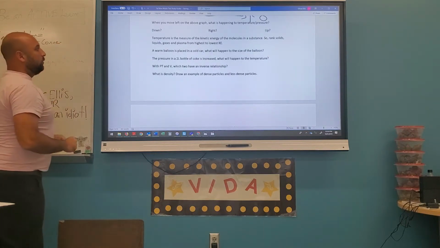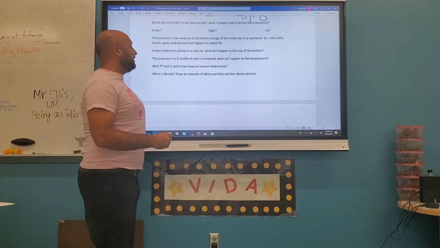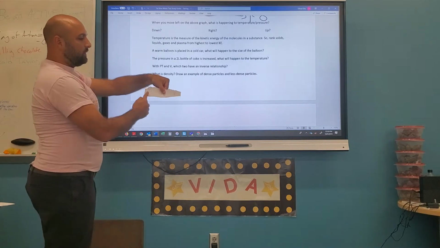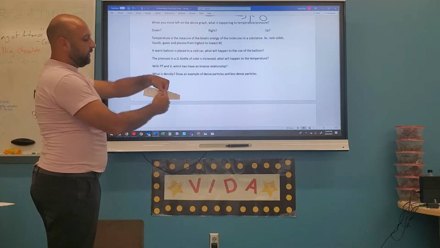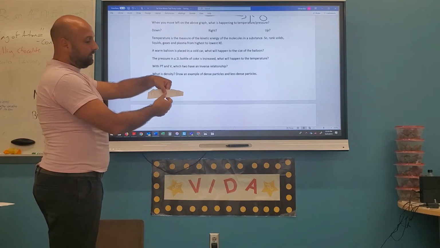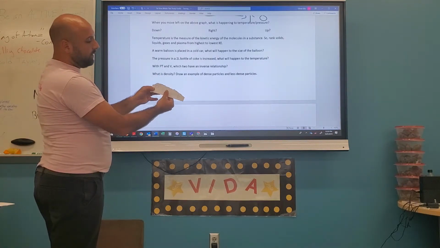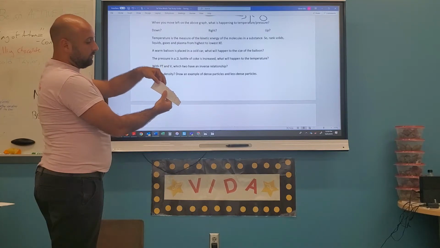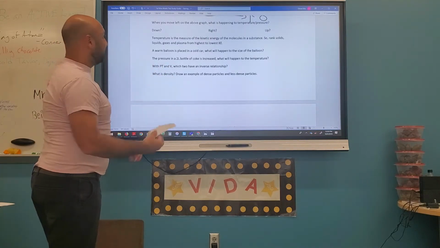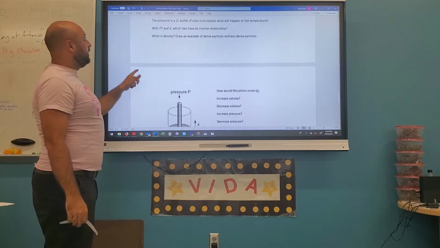Keeping it rolling. With pressure, temperature, and volume, which two have an inverse relationship? The two on the ends. That's why they're on either end. Pressure and volume have an inverse relationship. That means if you hold temperature constant, when one goes up, the other goes down, and when one goes down, the other goes up. That's an inverse relationship.